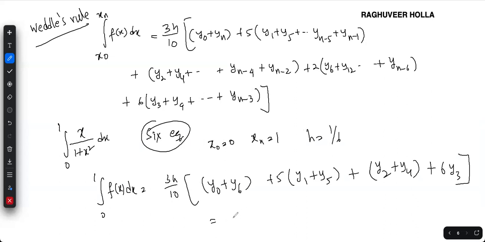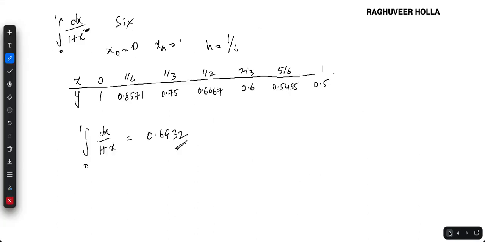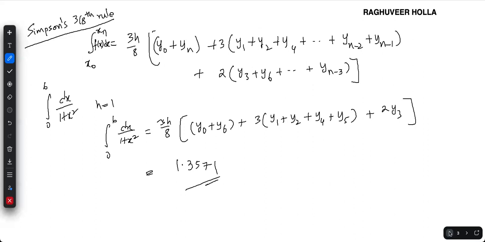So let us substitute it. So we got this as 0.34657. So this is your final answer. So have you noticed that? So this was the previous one. We are getting the approximation.